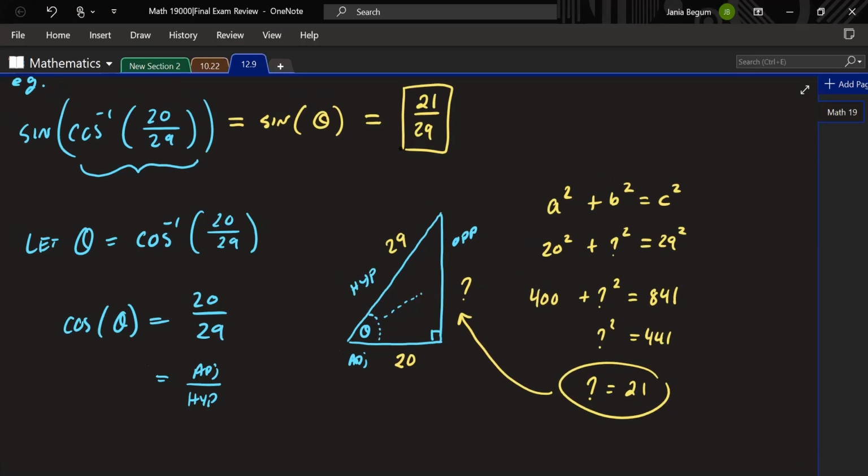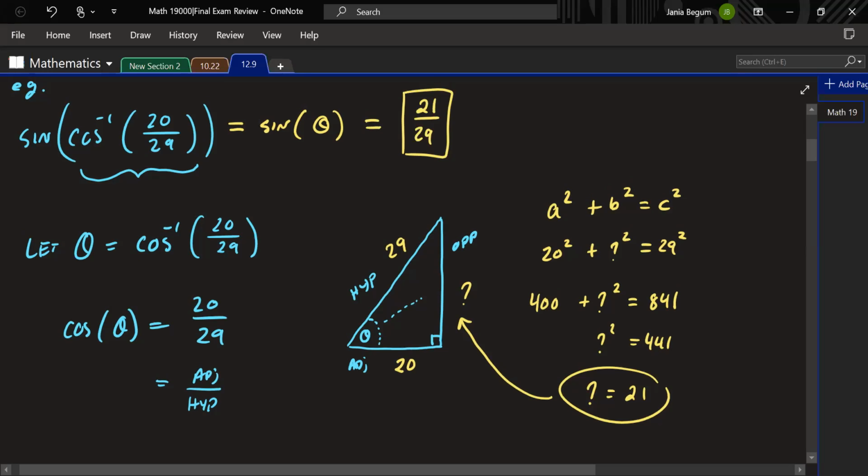Right. So for the inner function, we are able to draw a right triangle, and then from there you figure out the missing length. Then going back to your original question, you rewrite your trig expression as sine theta or cosine theta, whatever it is. In this case, it's sine theta. So then from the picture, we read off what sine theta is.